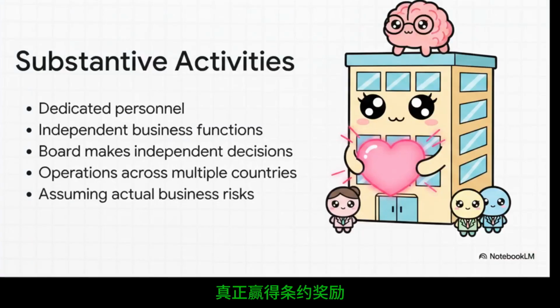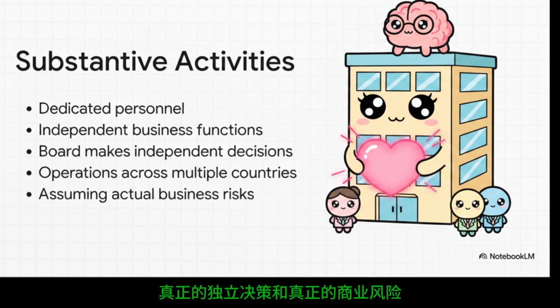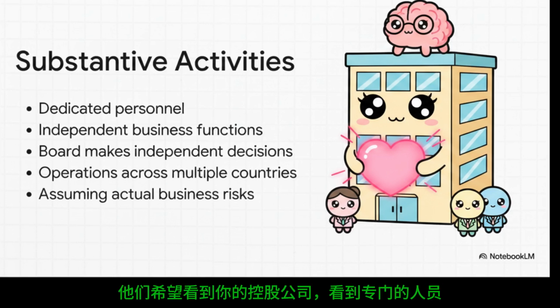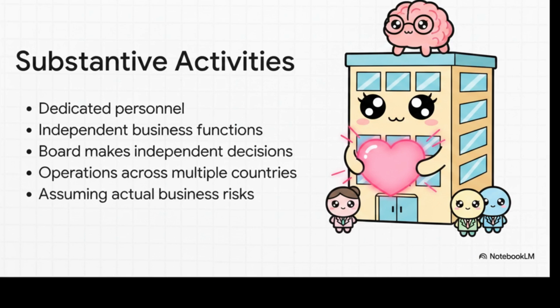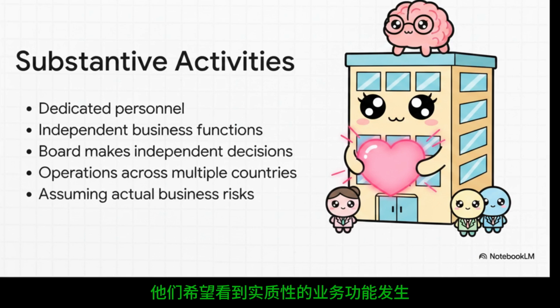To actually win that treaty reward, your company literally needs a pulse. We're talking real employees, real independent decisions, and real business risks. These are the indicators of substantive business activities that the authorities desperately want to see. They want to look at your holding company and see dedicated personnel. They want to see material business functions happening independently from the rest of the group. If your board of directors is actively making decisions and assuming actual business risks in that foreign jurisdiction, well, then you are proving your economic substance.